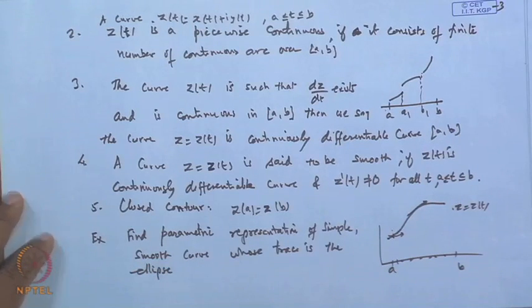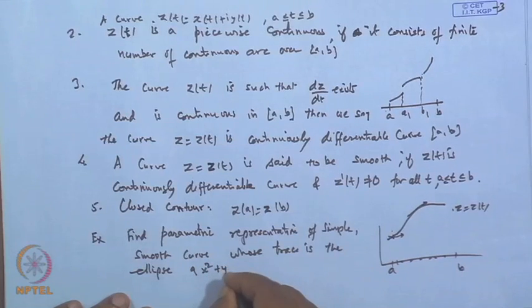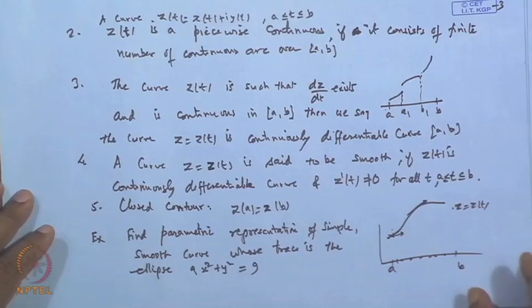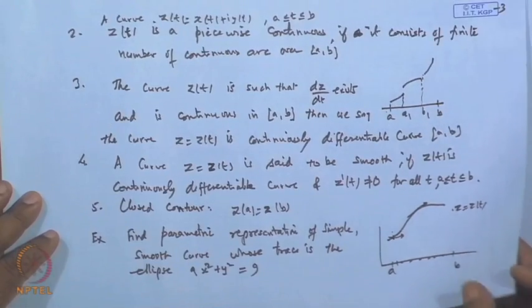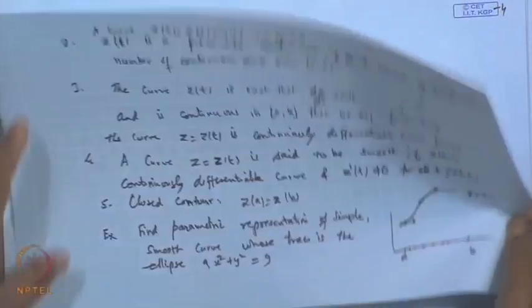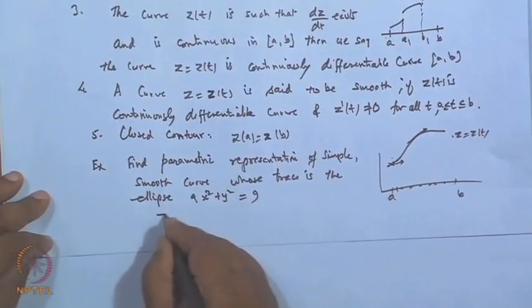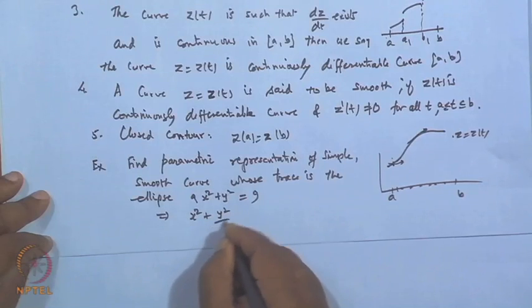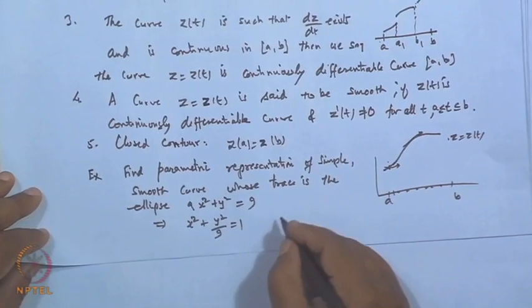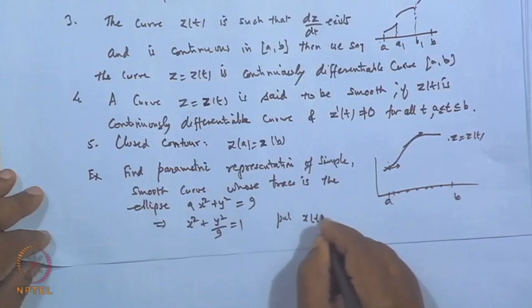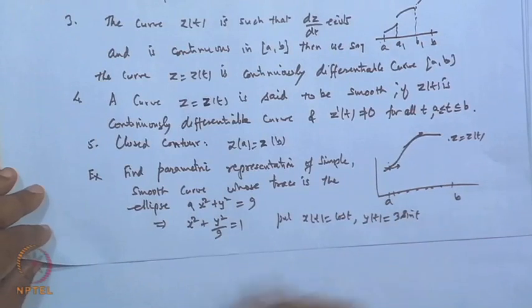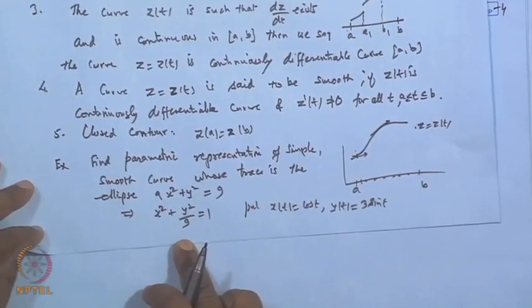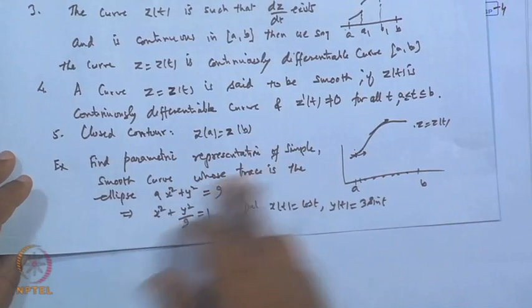Its trace is the ellipse 9x² + y² = 9. Suppose we wanted to find the parametric representation of this curve, a smooth curve whose equation is given in the Cartesian form. We can rewrite this curve in the form x² + y²/9 = 1. So, if we take x(t) = cos t, y(t) = 3 sin t, then it satisfies this equation, and since it is a simple closed ellipse.